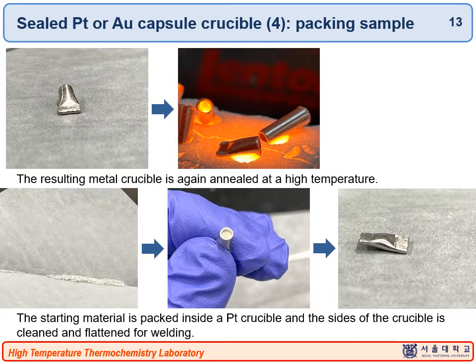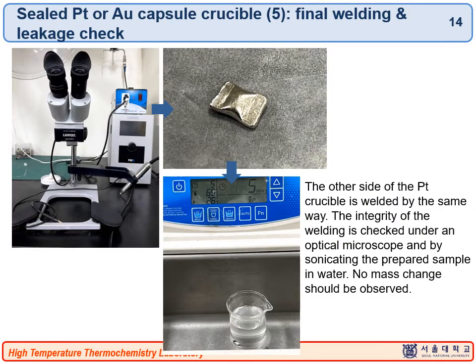We anneal the platinum again and remove the impurity or moisture which can be induced during the welding. Then the starting sample prepared separately is packed inside of the crucible. The other side of the platinum crucible is also welded. In order to check the integrity of the welding, we do the leakage test using sonication in water and measure the weight change before and after to confirm there is no leakage.